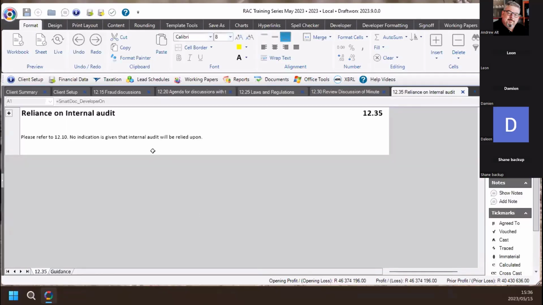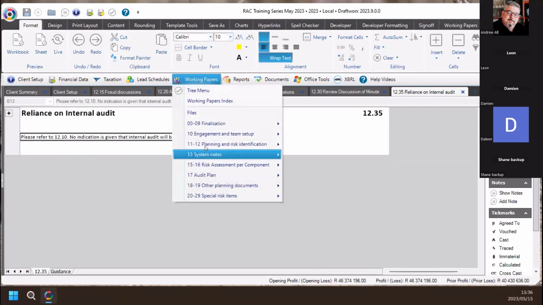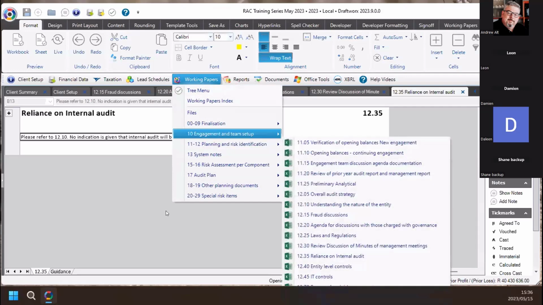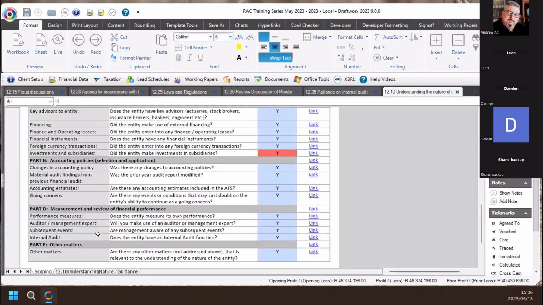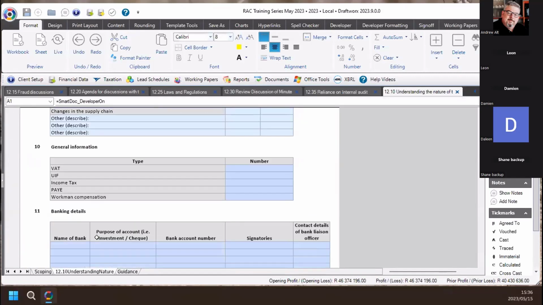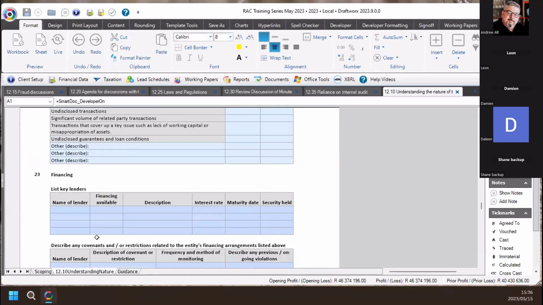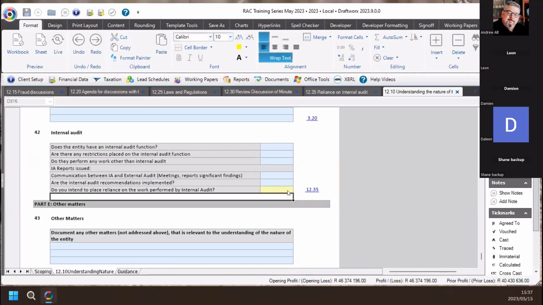All right, 1235. I haven't answered 1210 correctly. I haven't said there is internal audit, and therefore everything on here is closed. So I actually need to go to 12.10. I need to find the question on internal audit. Hopefully I can find it quickly. Do you intend to place reliance on internal audit?